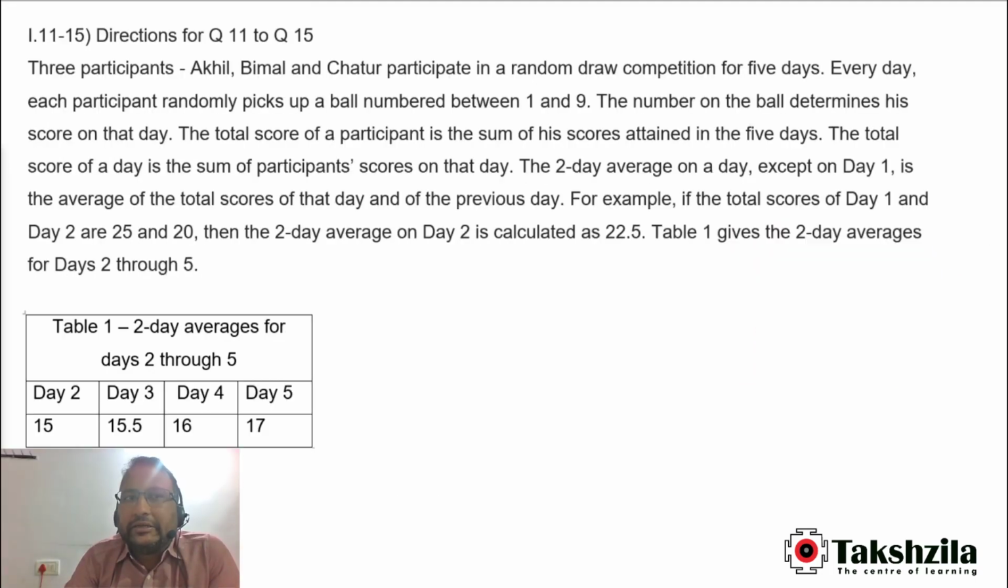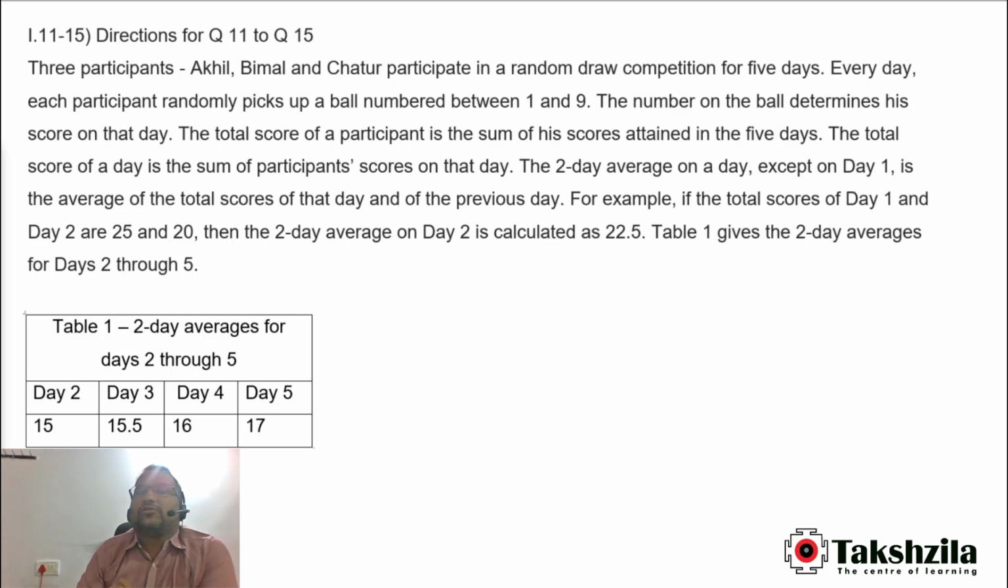Now let's read the data carefully. 3 participants A, B and C participate in a random draw competition for 5 days. Every day each participant randomly picks up a ball numbered between 1 and 9.